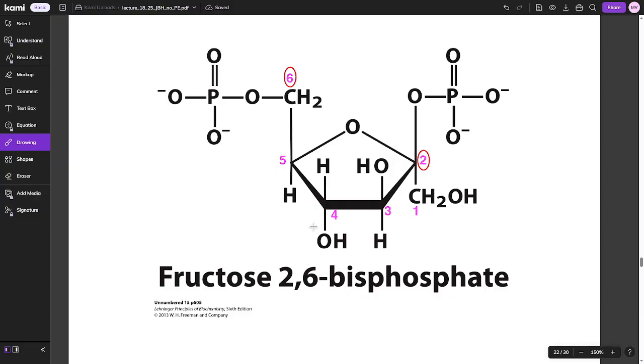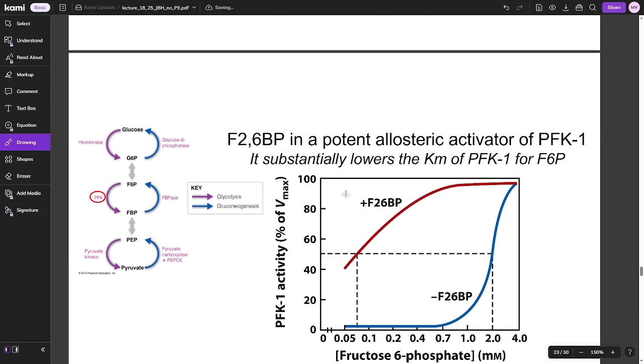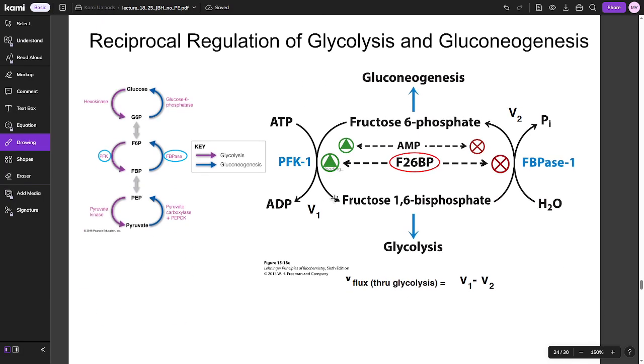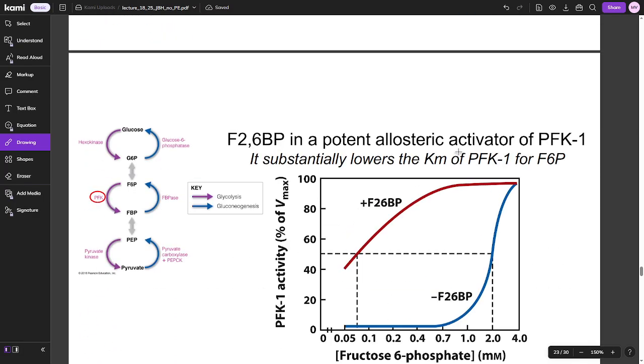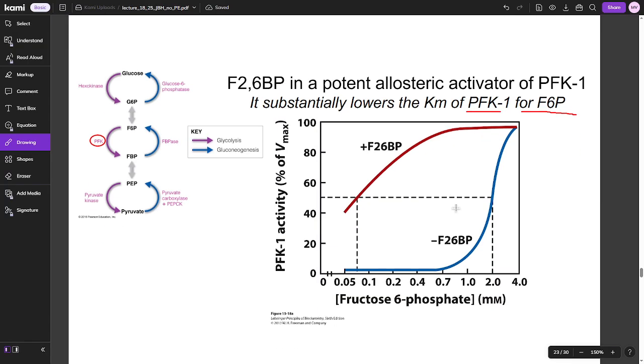Now we talk about the holy grail, fructose 2,6-bisphosphate. So fructose 2,6-bisphosphate is a very important activator of PFK1, and it substantially lowers the Km, so it increases the affinity of PFK1 for free fructose 6-phosphate. Makes sense. Don't really see a problem with that, right?